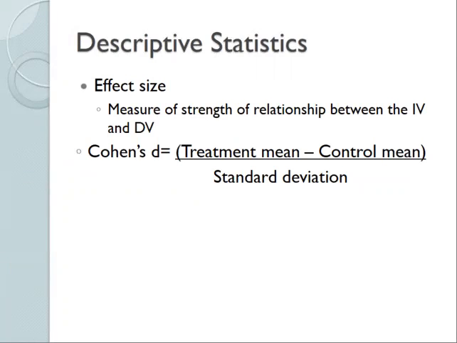Another descriptive statistic you might use is the effect size. So the effect size has to do with how large of an effect does the independent variable have on the dependent variable. With the effect size, you're kind of ignoring the signs and you're just going to look at the value. And the most commonly used effect size is Cohen's d. And so here what you're doing is you're comparing the treatment mean minus the control mean. So you're comparing the two means and dividing by the standard deviation.